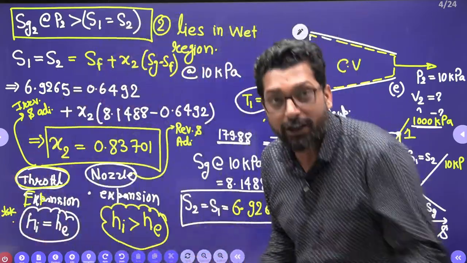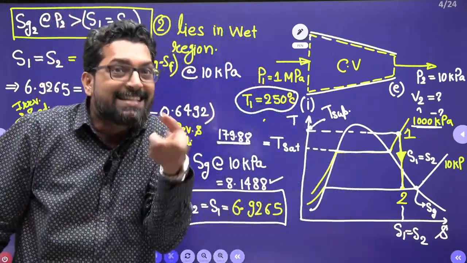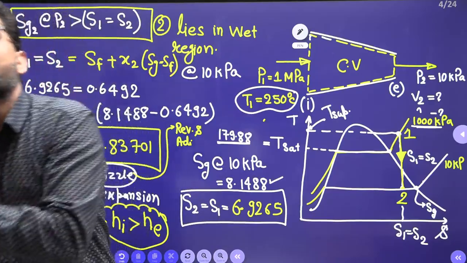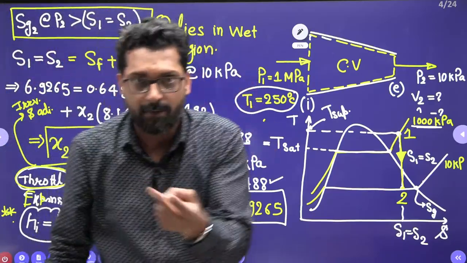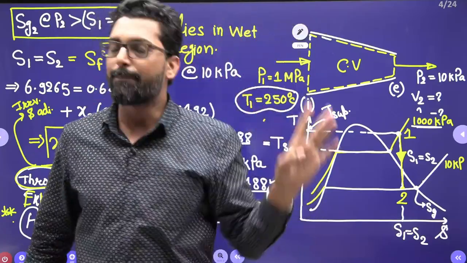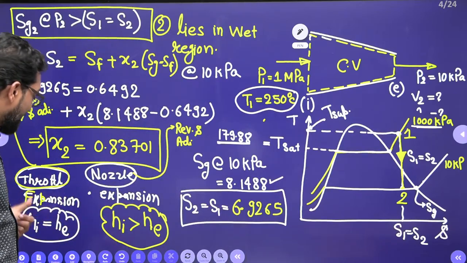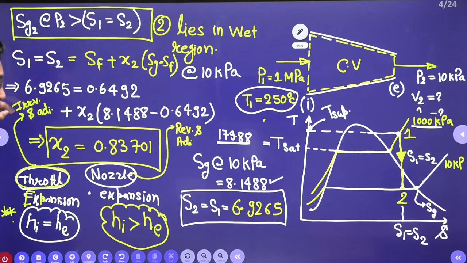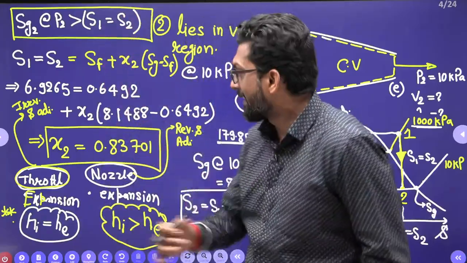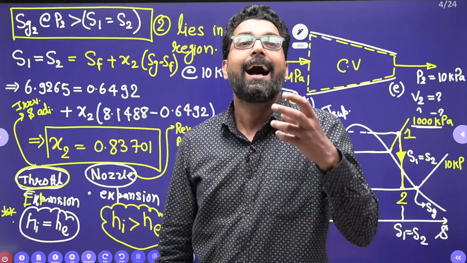So, in the case of throttling, generation is there. Due to the generation, its entropy will increase. Why? Because we know that delta S of the system is equal to the entropy transfer plus generation. And entropy transfer is due to two mechanisms: one is due to heat and the other is due to mass, combined, plus entropy generation. So the total entropy change would be due to heat transfer, but there is no heat transfer as it is adiabatic. But due to irreversibility, there must be generation, and generation is always greater than or equal to zero. So throttling is an irreversible process, a highly irreversible process.